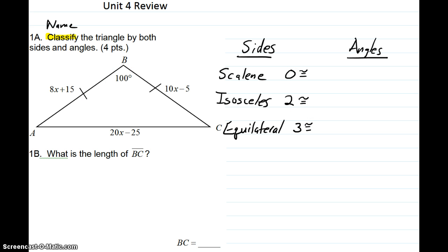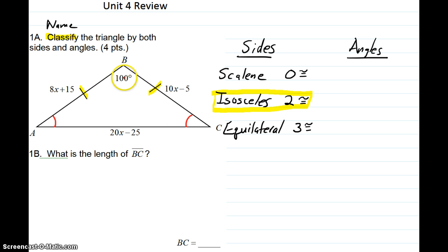So as you look at this triangle, you should notice that this side and this side are equal, and so that means it has 2 congruent sides. So the answer here is that this is an isosceles triangle. Now when we name it by its angles, as you look at this, this is 100. And one of the things that we learned about an isosceles triangle is that it has 2 equal sides, but it also has 2 equal base angles.